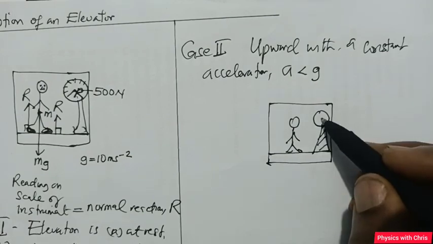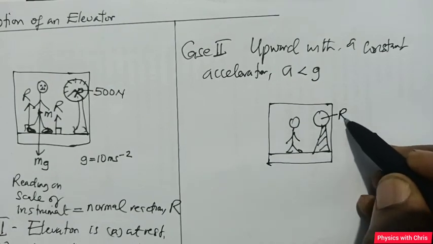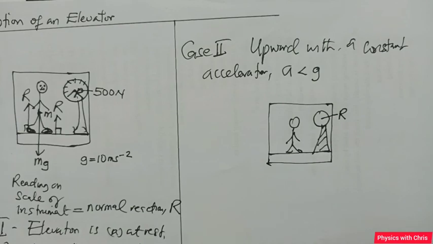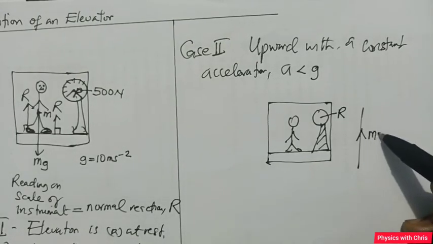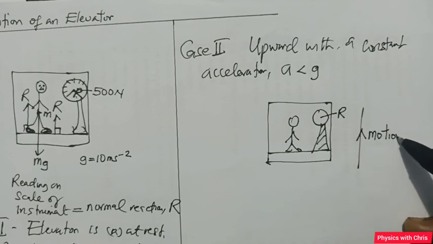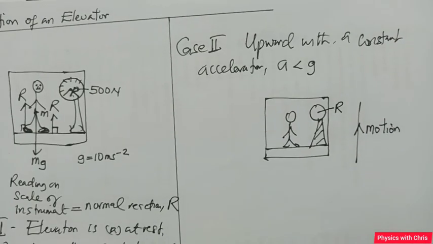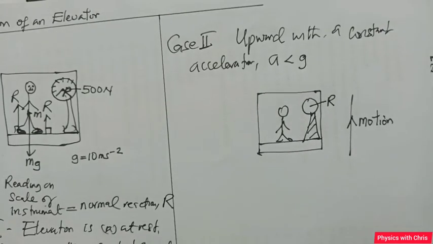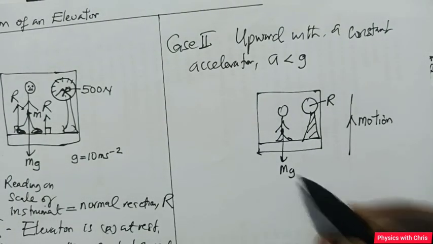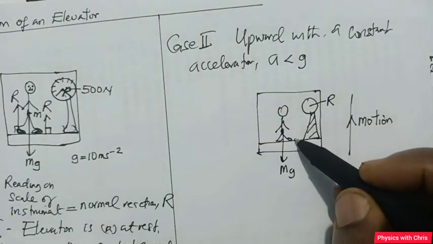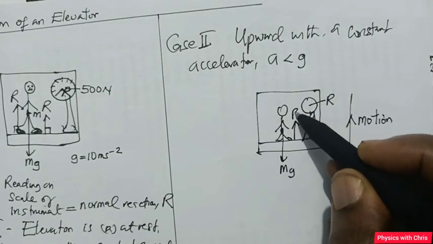Okay, we want to find out the reading. And that reading, I said earlier, is also the normal reaction that is acting upward from the floor of the lift. Now, the lift moves upward, so I have to draw this arrow to show the direction of motion of the lift. That's the motion direction, okay? Now, the weight of this boy, of course, mg, is acting downward. The normal reaction, which is also the reading on the instrument, acts upward.